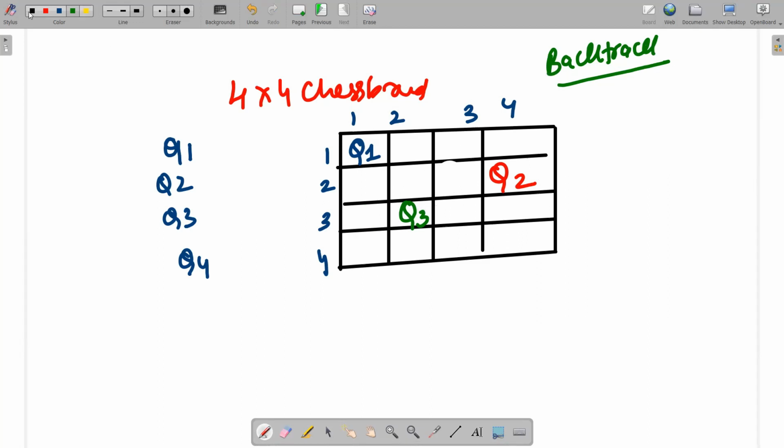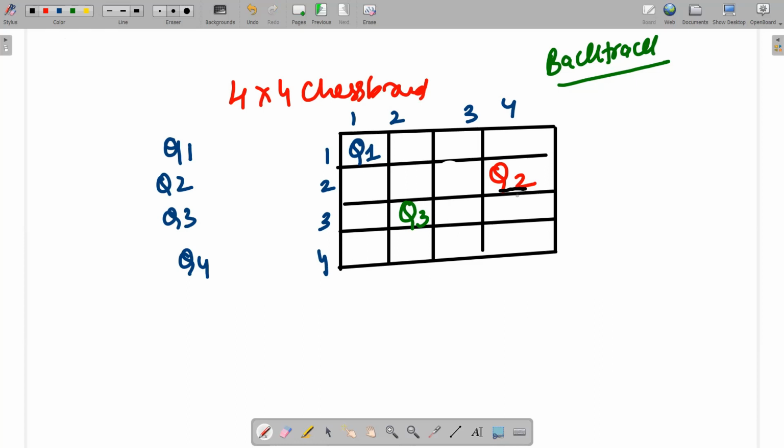So it's time to put Q4. If I put Q4 over here, this is a diagonal attack. If I put Q4 over here, vertical attack. Over here, a diagonal attack. Over here, again, this is known as a vertical attack. So clearly, we are not getting the solution. I have checked all the possibilities for Q2, and we are not getting the answer on that.